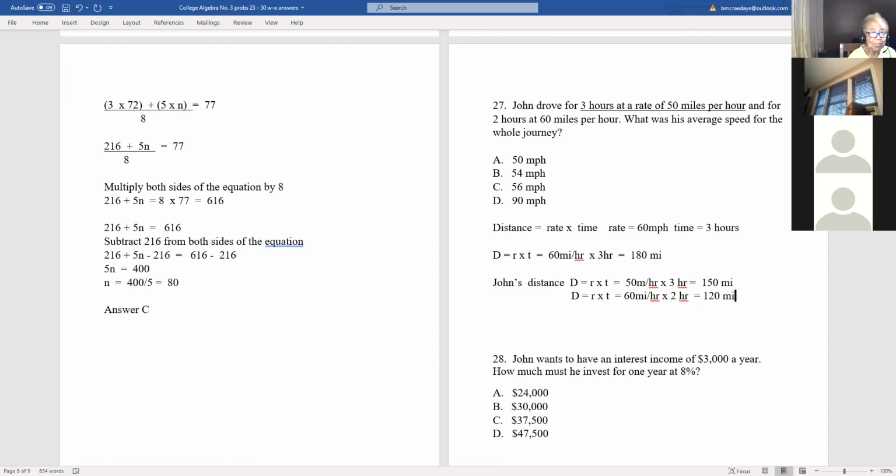So that's 120 miles. All right. So we know his distance when he was traveling at 50 miles per hour for 3 hours. We know his distance when he traveled 60 miles per hour for 2 hours. That distance is 120. Now we want to find the average speed. So how would we find the average speed, Latoya? We add those two. Yeah, you're on the right track. We'd add those two and what will we do with them?